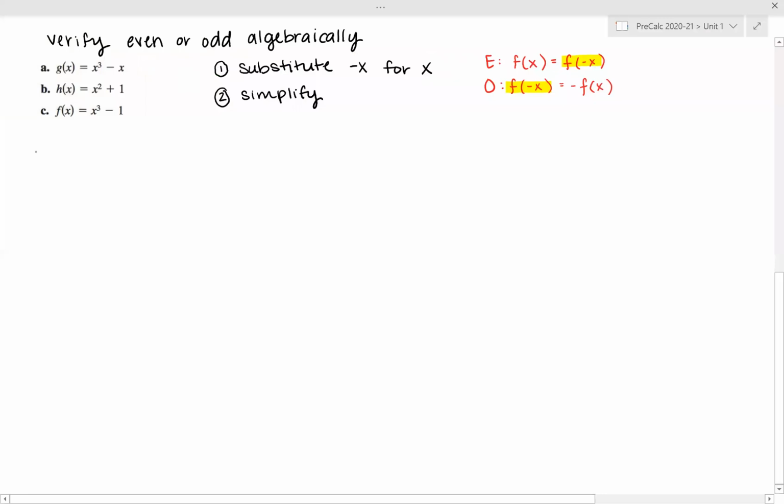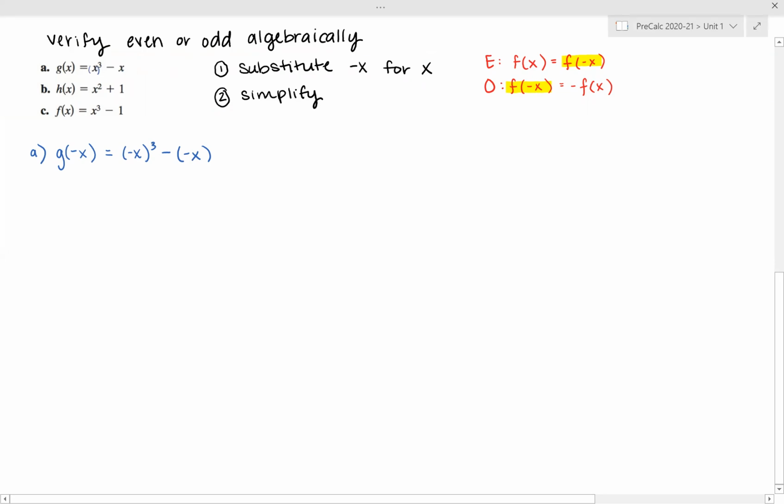So let's look at these three examples. First, we've got g of x equals x cubed minus x. So first step, I'm going to plug in negative x. And I get negative x cubed minus negative x. Notice I'm using parentheses and I'm being specific about where these parentheses go. I didn't put the cubed inside this. I just want to substitute specifically the negative x for that x.